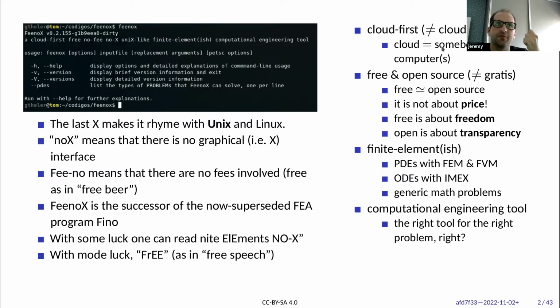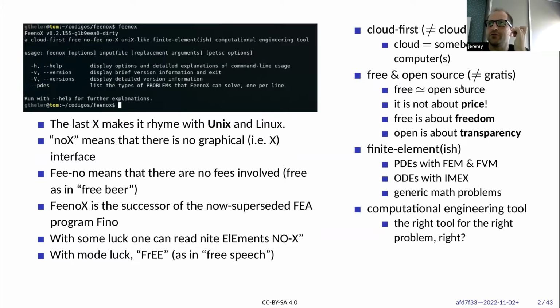FeenoX is cloud first. And here we say that cloud, of course, is somebody else's computer, but in this case, it's somebody else's computers. So the key here is that you can use other people's computers, meaning that you can scale up and you can solve problems that you for sure might not be able to solve in your own computer. So it's somebody else's computers, not just one computer.